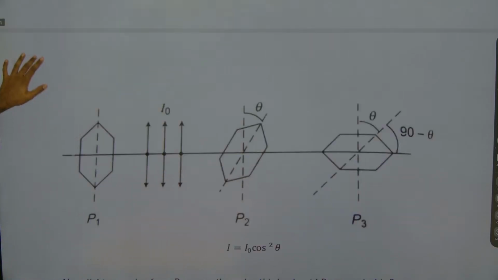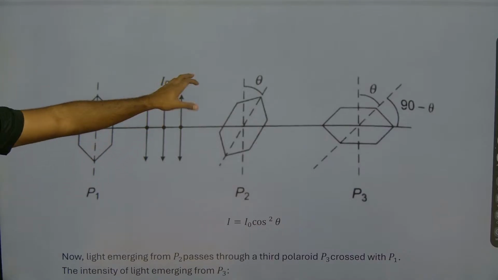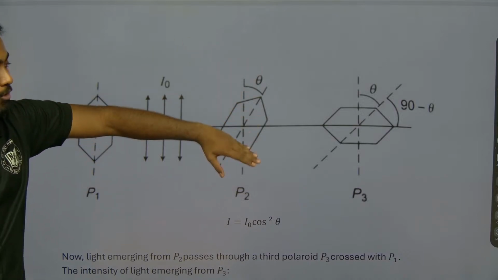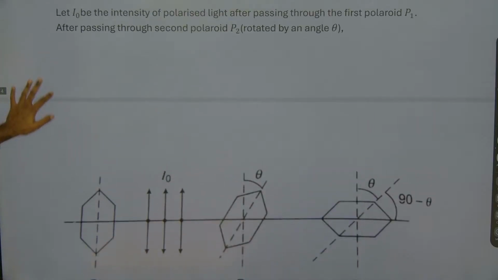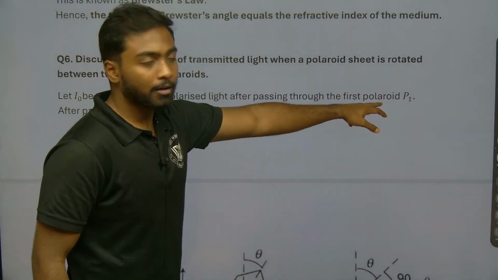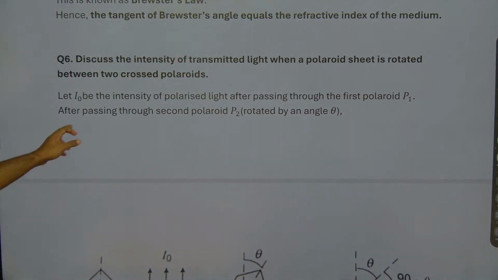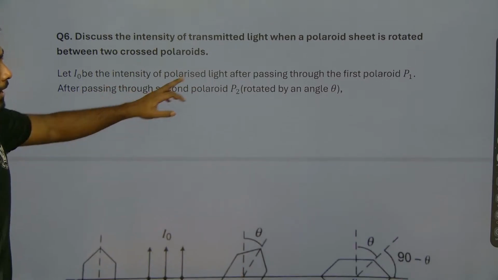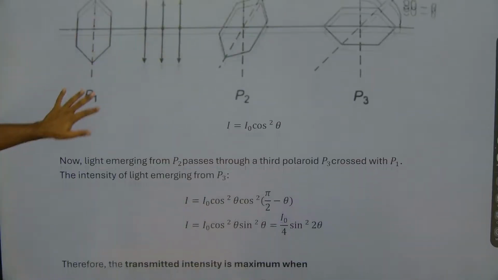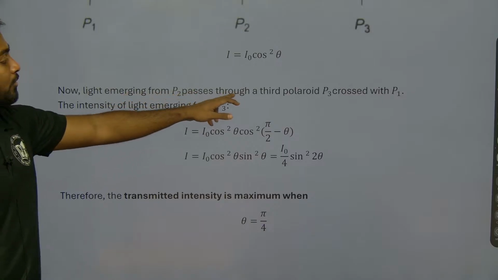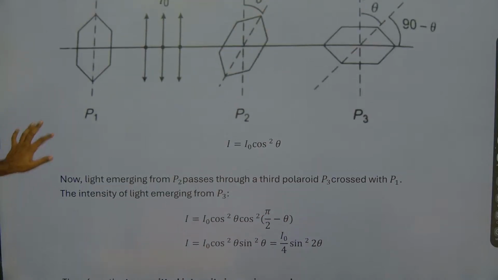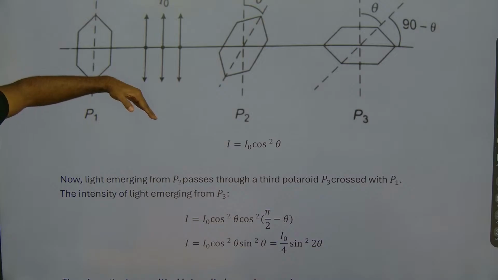If you see here, we have taken a sheet and we are shifting the angles: first parallel, then at an angle, and again totally perpendicular to the plane. Let I naught be the intensity of polarized light after passing through the first polaroid P1. After passing through the second polaroid P2, rotated by an angle theta, the light emerging from P2 passes through a third polaroid P3 crossed with P1. Crossed means it is exactly perpendicular to P1.